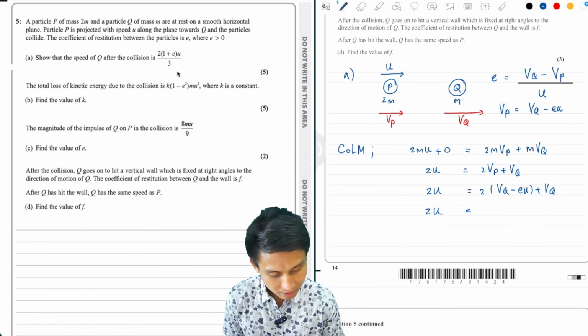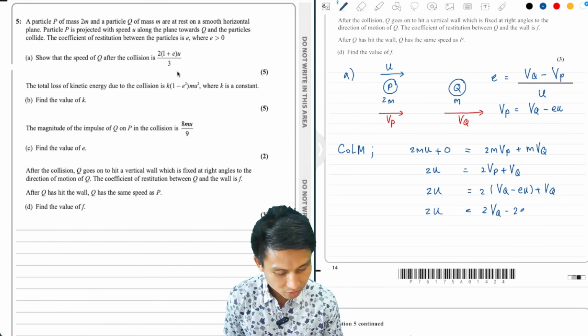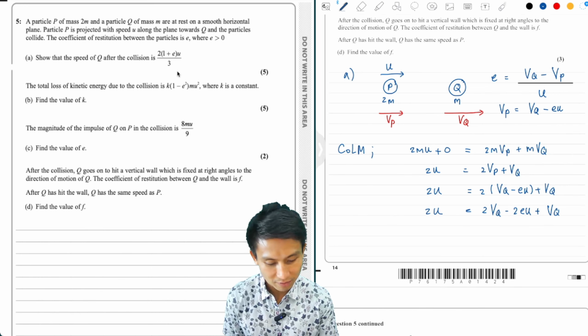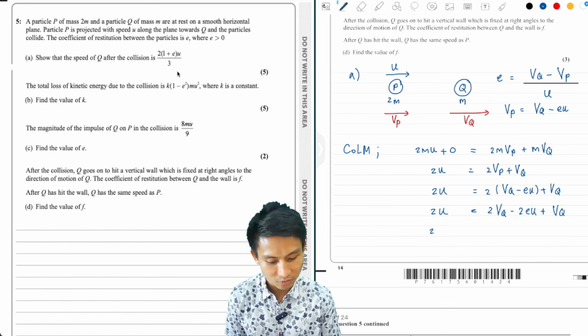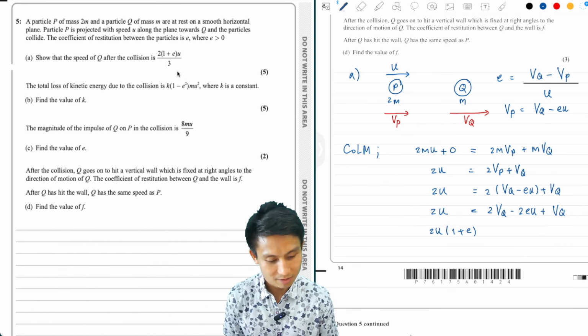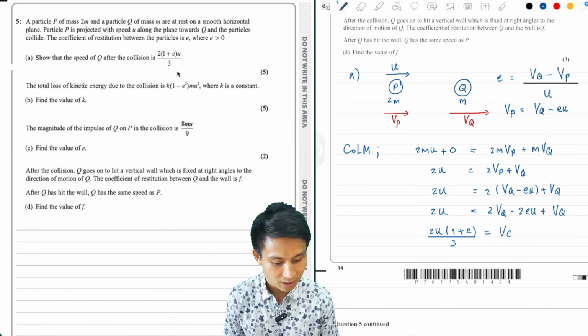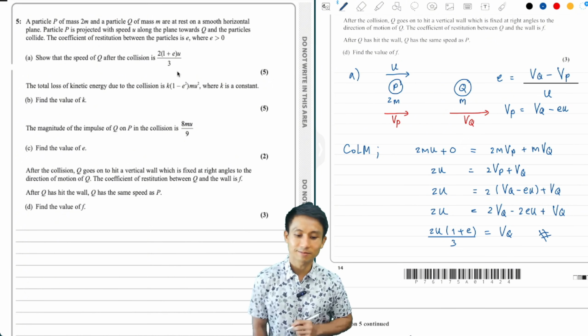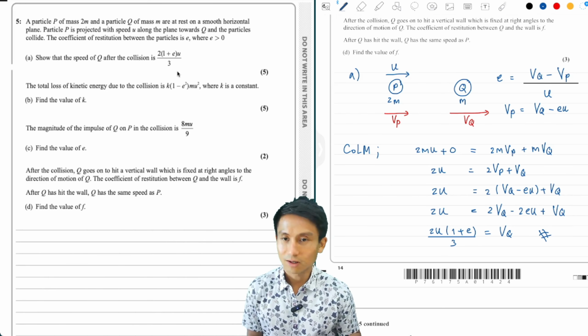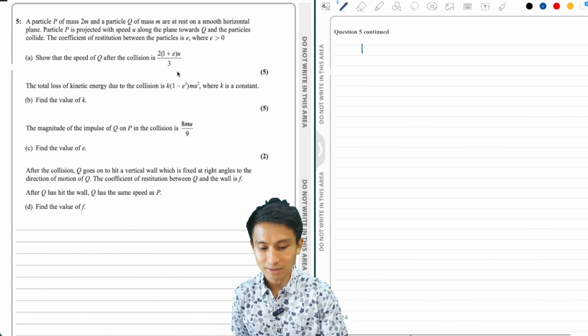So expand in, we get 2vq minus 2eu plus vq. Collecting all the terms and moving 2eu to the left, I get 2u plus, well, let's factorize 2u out, and then I have 1 plus e, divided by the 3 from the 3vq, so I get that. And that's it. Yeah, this is algebraically correct. Okay, so part A is done.